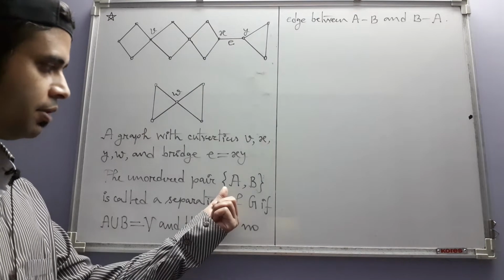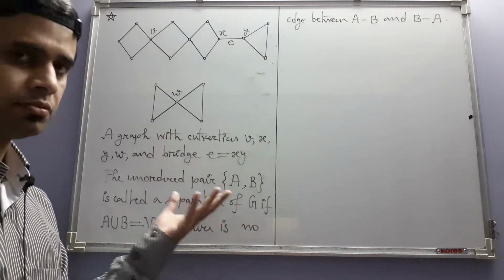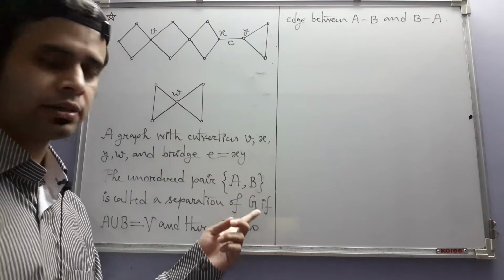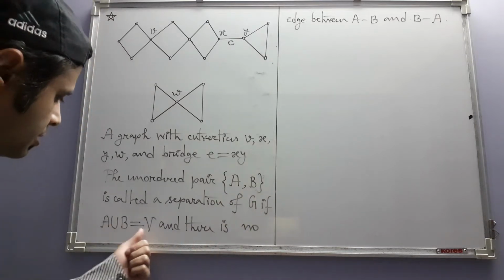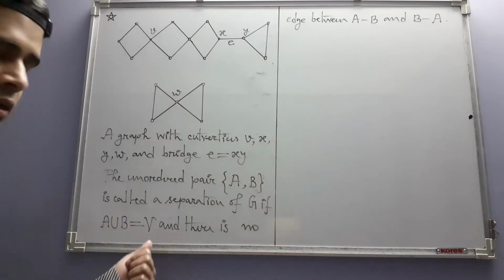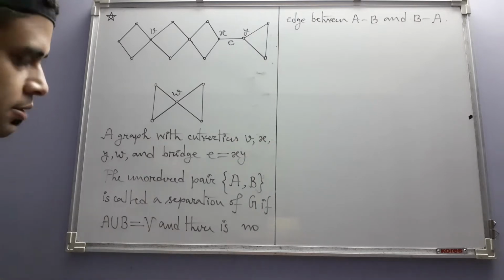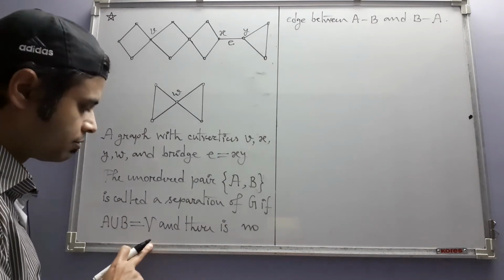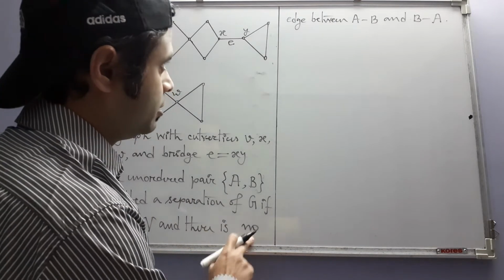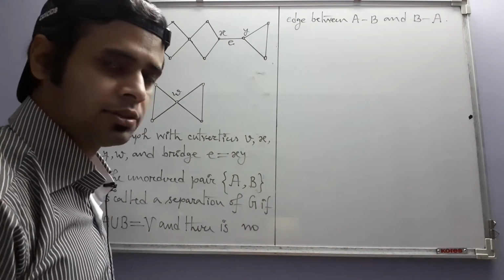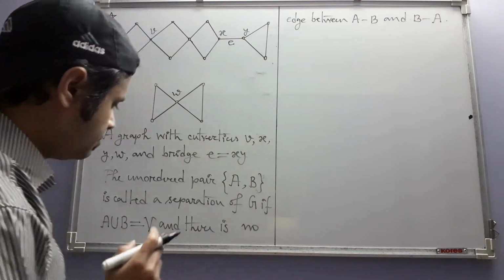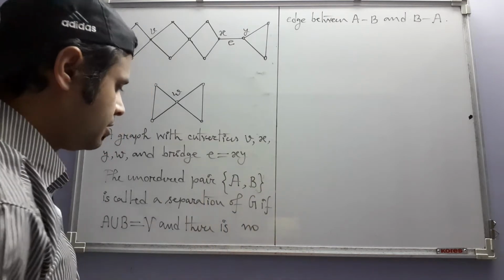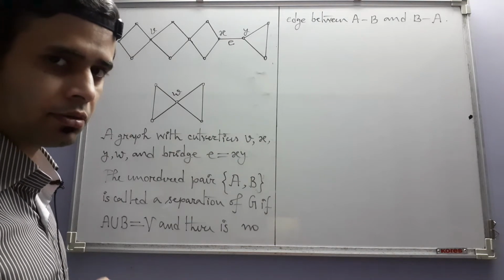Okay, so if we look at this sentence, first of all we don't see what A and B actually are, but in this condition we can see that A and B are sets of vertices, so that their union is the entire vertex set of the graph, and additionally there is no edge between A minus B and B minus A. If this happens, then we say that this unordered pair is a separation of G.